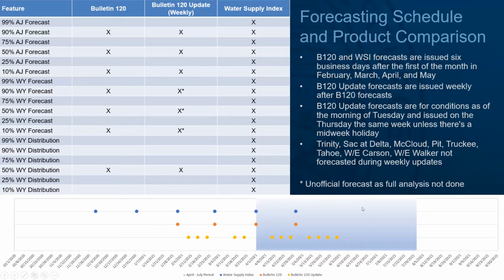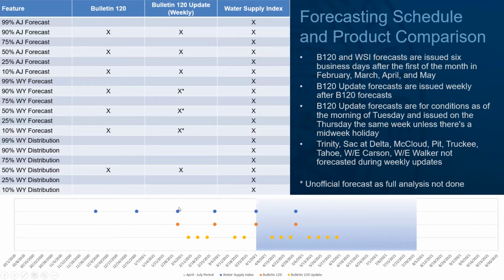So we have six different WSI forecasts that we're doing every single year. And then like I had mentioned before, the Bulletin 120 doesn't start until February 1st. One of the big differences between the Bulletin 120 and WSI, aside from all these other forecasts that you're getting, is that the December and January WSI forecasts do not incorporate any type of snow data.